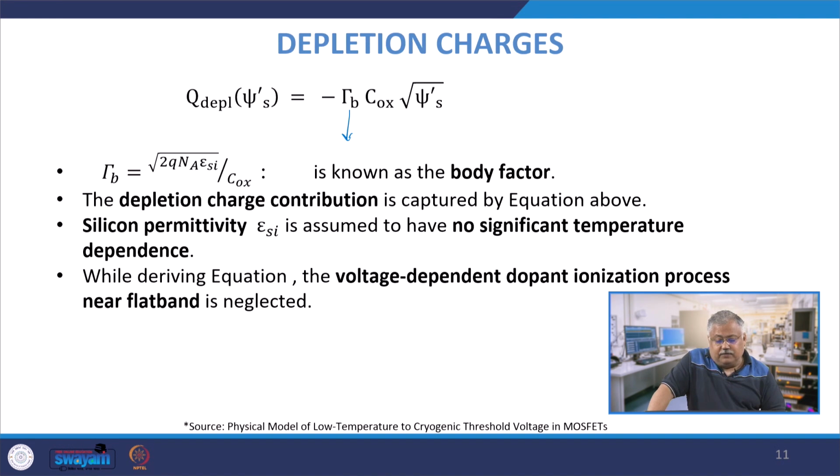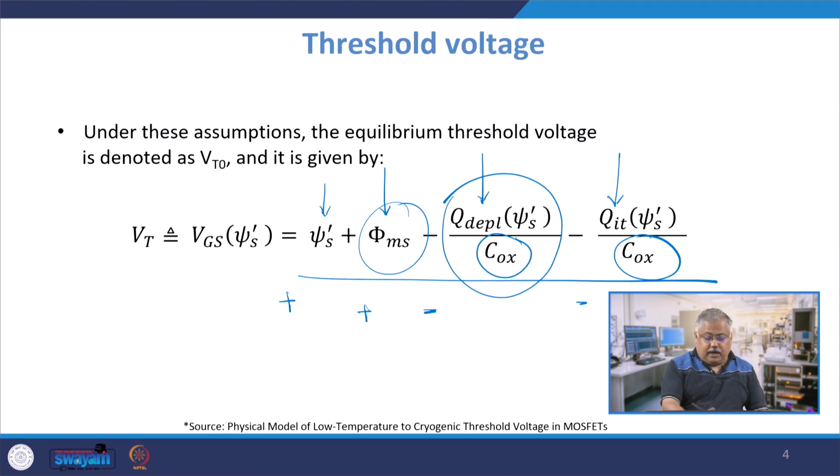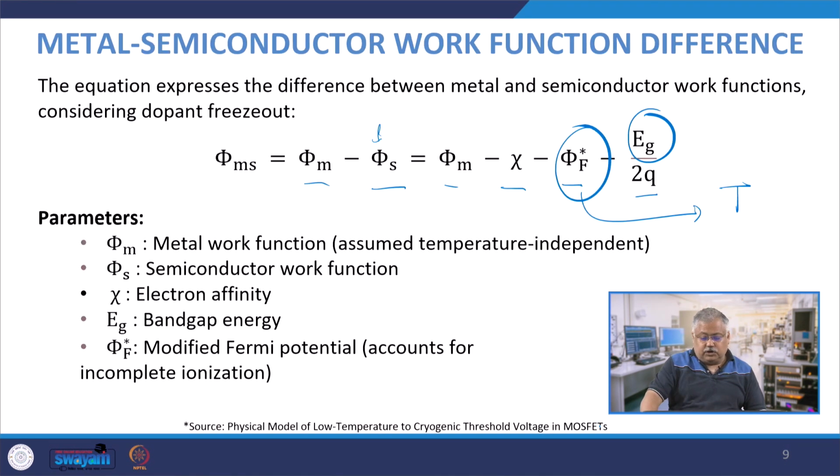So, if you go back to this expression here, we are done with this, we are done with this. We are now looking into QIT, which is the interface trap charge, because of room temperature.